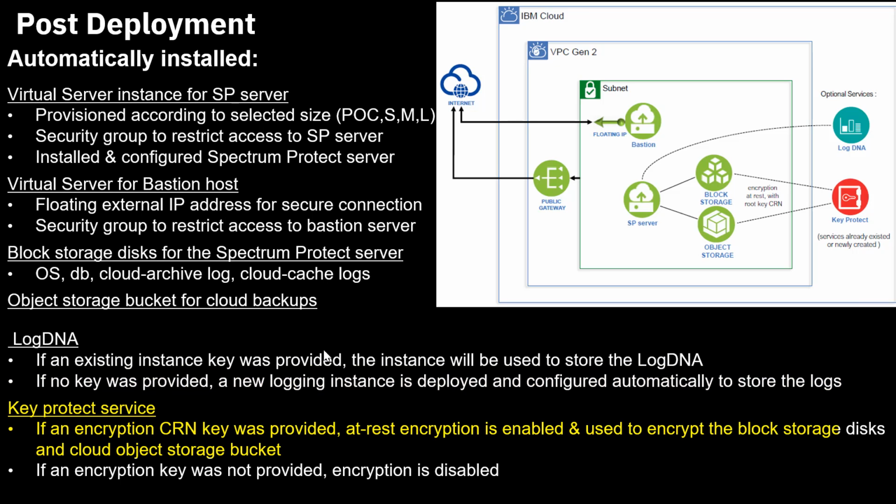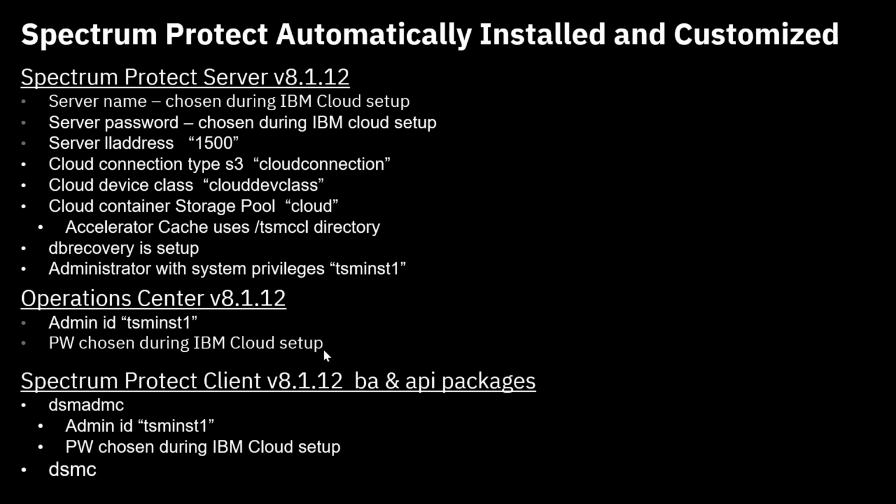A Key Protect service: if an encryption CRN key was provided, then at-rest encryption is enabled and used to encrypt the block storage disks and cloud object storage buckets. If an encryption key was not provided, then encryption is disabled. When we install the Spectrum Protect server, we will automatically install and customize the following.